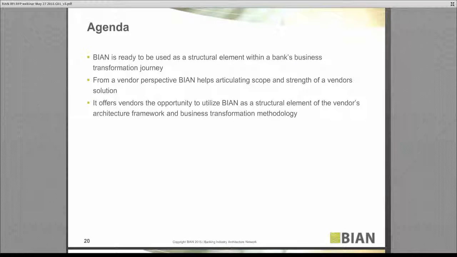All right, thank you, Hans, and well, also welcome from my side to everybody. After this impressive story from PNC from the bank side, I think it's on the vendor side to come up with a point of view. First of all, three statements from my side. So first of all, BIAN is ready to be used as a structural element as part of such a business transformation journey as PNC has introduced it. I think that's a very important message from also our side, from a vendor's perspective. So absolutely that can be supported by BIAN at this point in time.